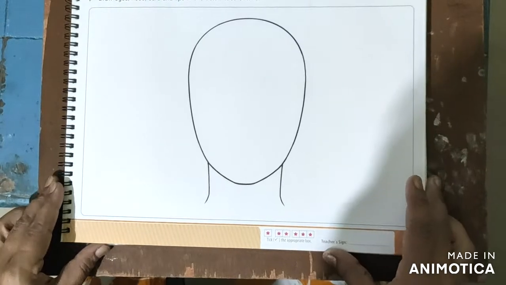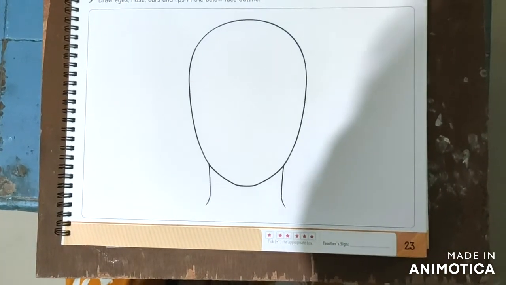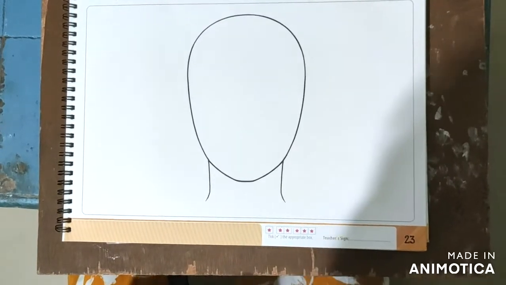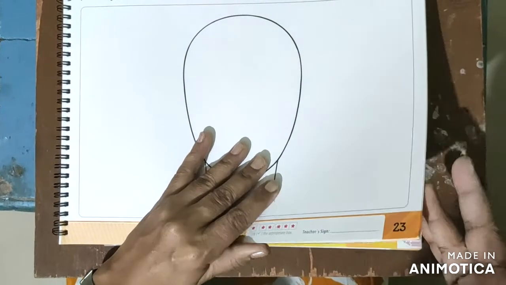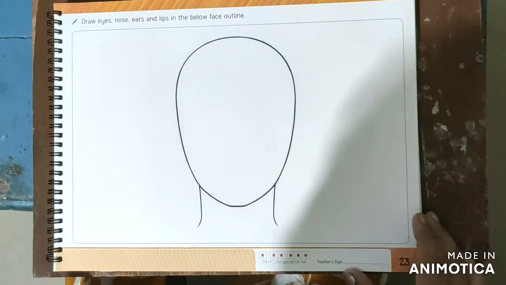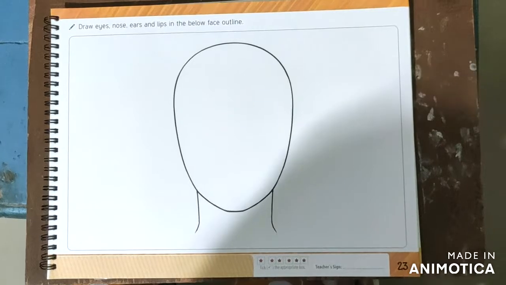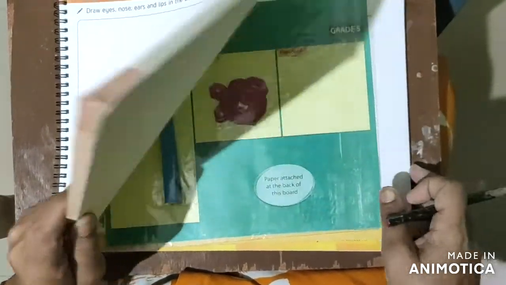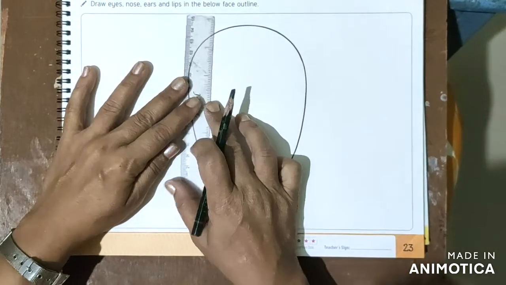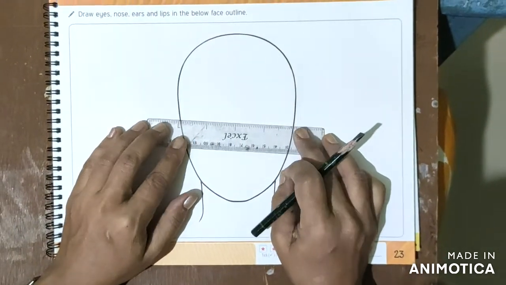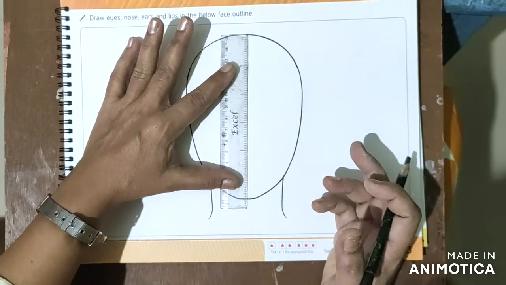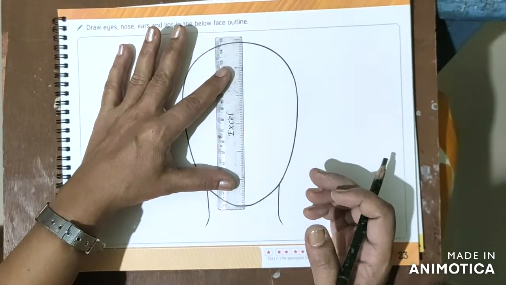See the next one. Draw eyes, nose, ears and lips in the below face outline. We have here the outline in this book. So let's try to complete this. This is page 23. We have to complete this with eyes, nose, ears and lips. So just as I told you, divide this oval shape equally.